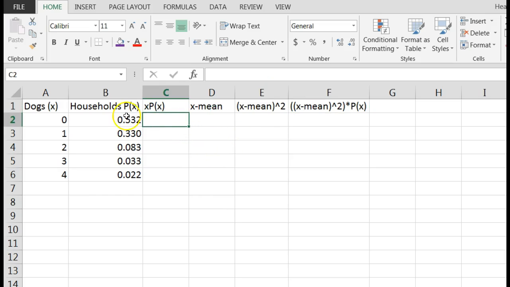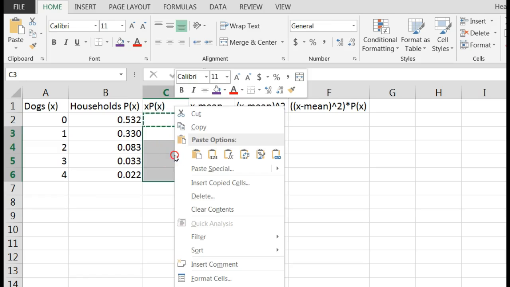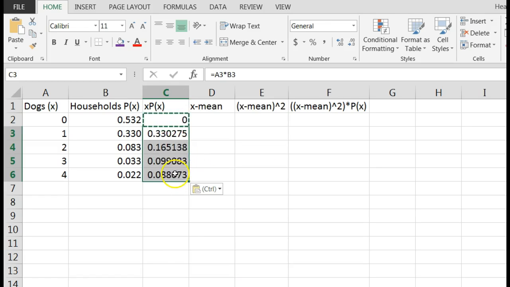In this first box under X times P of X, I'm going to type equals, and I'm going to click on that 0 there, and I'm going to put an asterisk for multiplication times P of X. So that's X times P of X. Now, I'm going to do a Control-C, or copy that cell, and I'm going to go right down below it. I'm going to paste it. I'm just going to paste everything there.